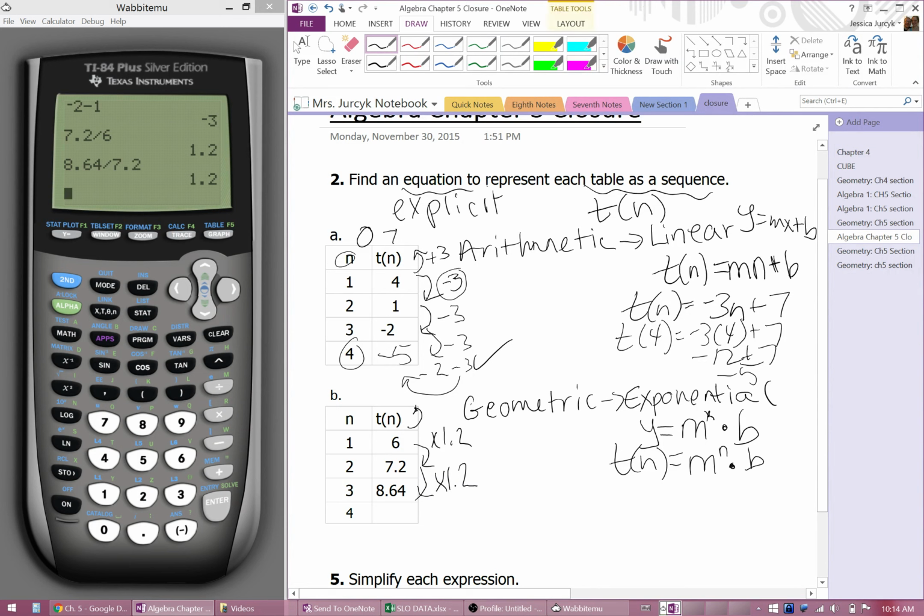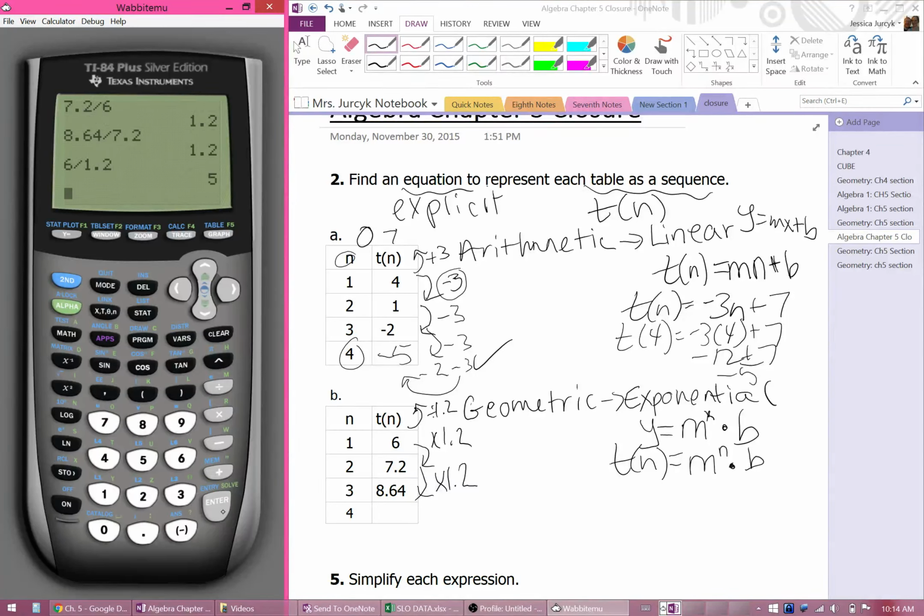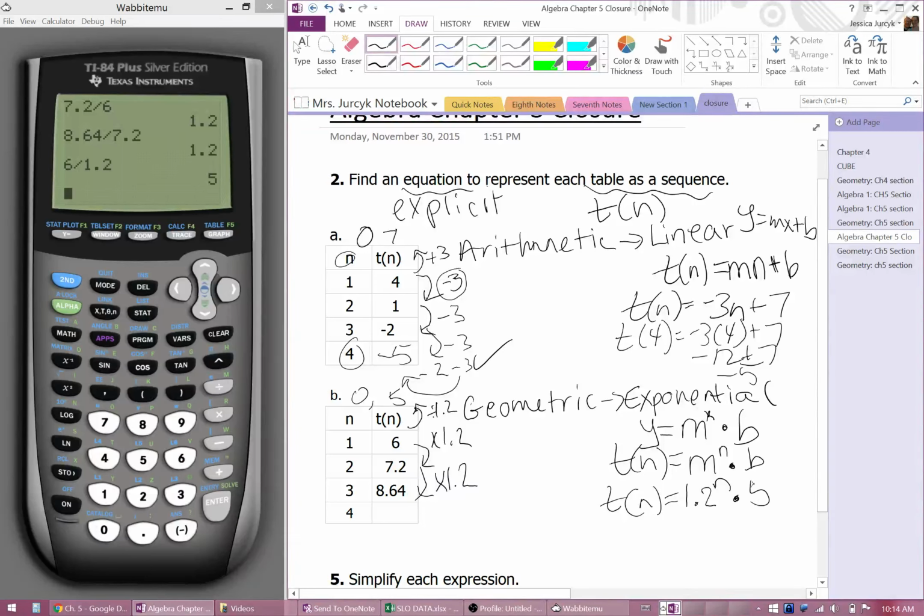So let's work it backwards again. Divide by 1.2. So 6 divide 1.2, enter. We get 5 or 0, okay? So we know our initial value, we know how much we're going up by each time. So t of n equals 1.2 being multiplied each time, and our initial value of 5. So we can use recursives and multiply by 1.2 or use our equation. We'll obviously do both to check.